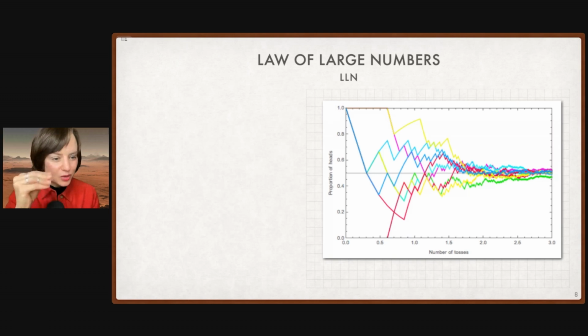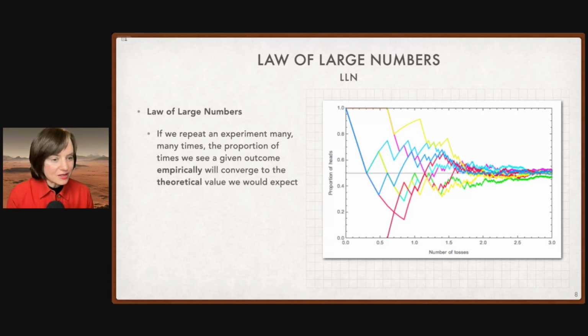I really want to make sure that we're zooming in on what I think are the key pieces to know here. The law of large numbers, or LLN, tells us something very important that allows us to do all of our research with samples and say things about populations. It's what connects the samples to the populations. The law of large numbers says that if we repeat an experiment many, many times, the proportion of times we see a given outcome empirically will converge to the theoretical value we would expect.